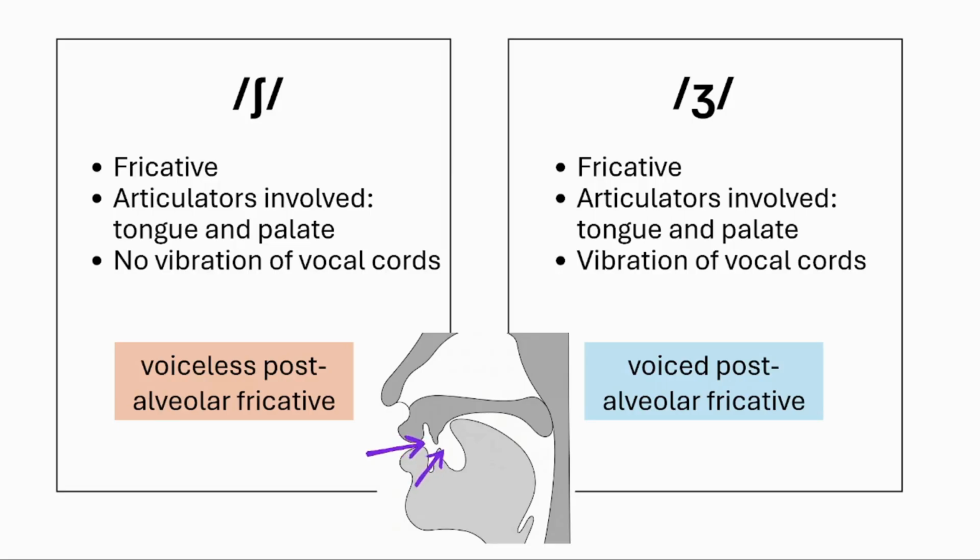In the case of the first sound in the word shine, there is no vibration of the vocal cords. This is why this sound is called voiceless post-alveolar fricative. But in the case of its counterpart, the sound j, as in the first sound in the word genre, there is vibration of the vocal cords. This is why this sound is called the voiced post-alveolar fricative.